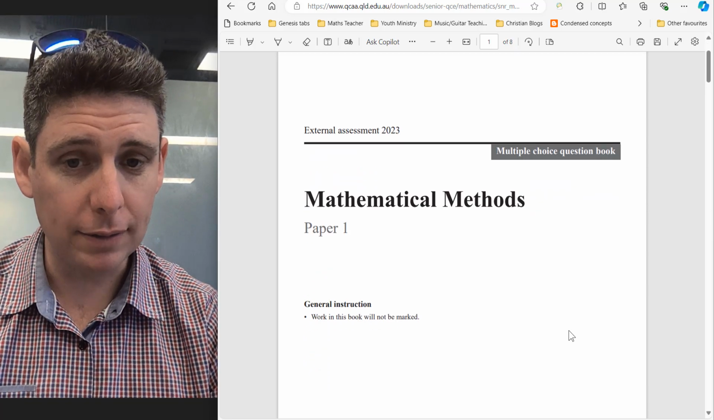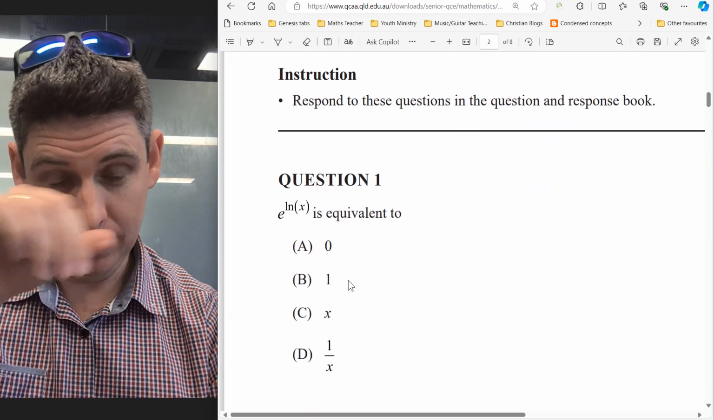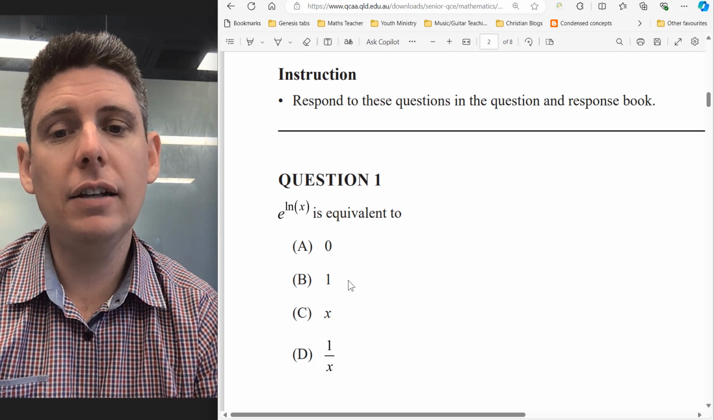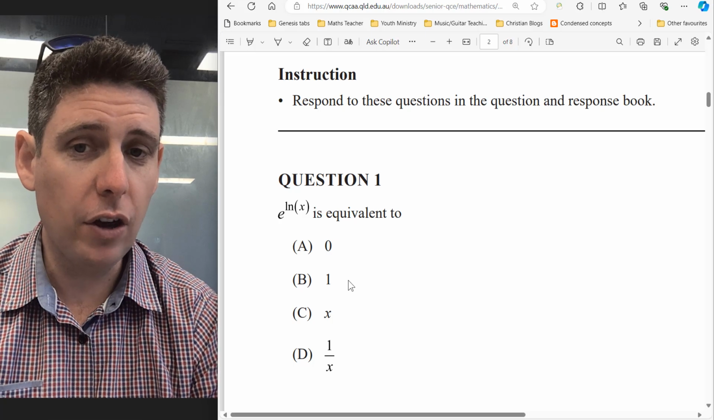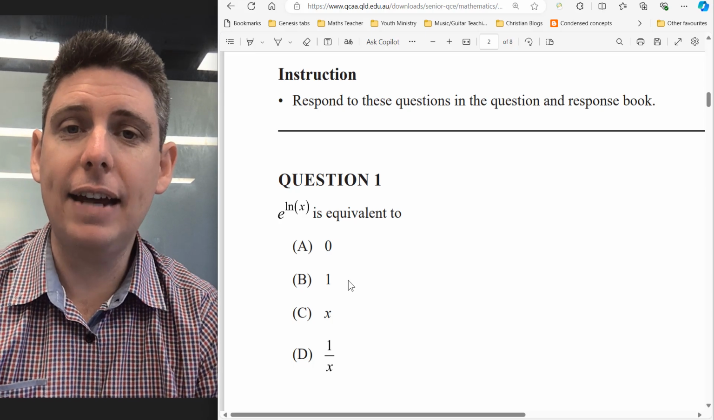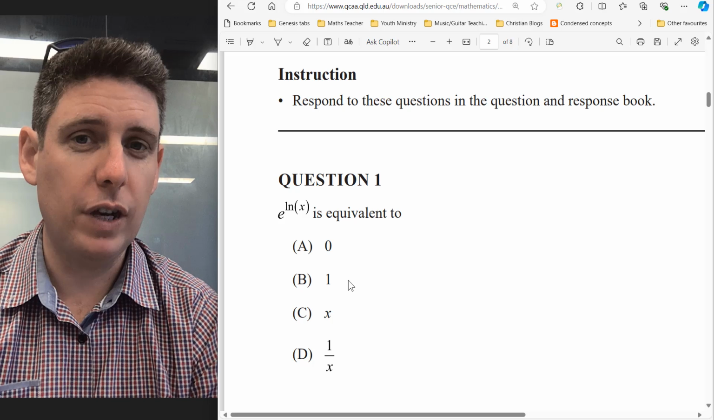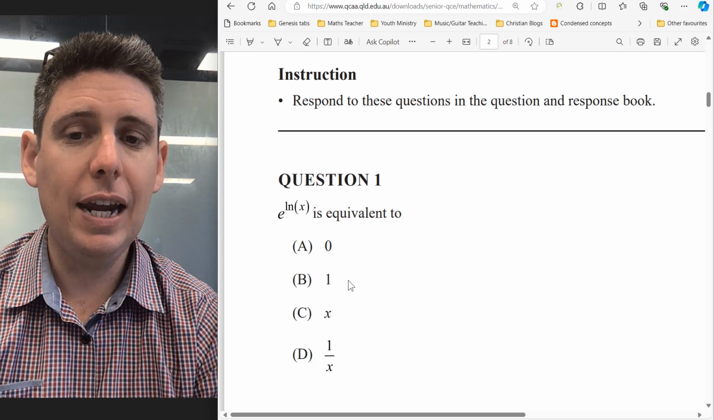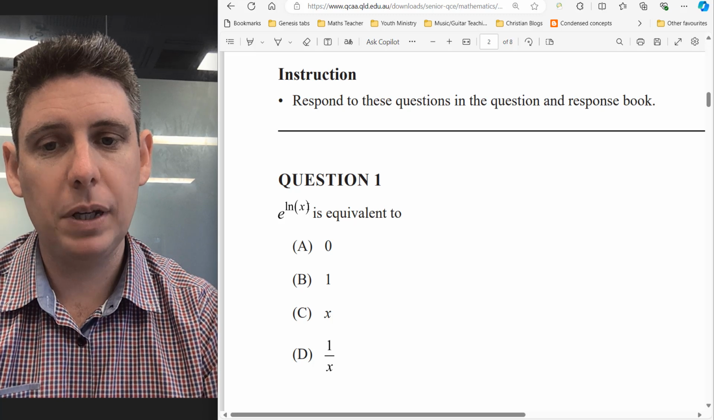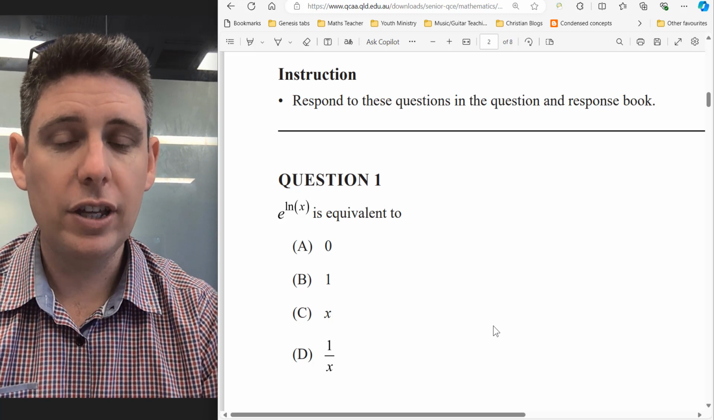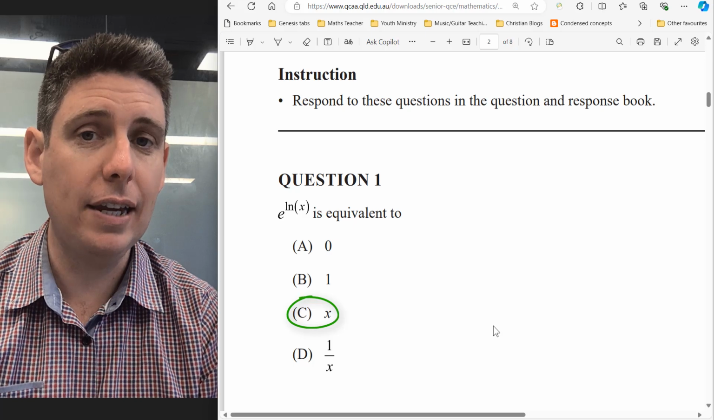Okay, paper 1. Question 1. E to the ln x is equivalent to... So if you didn't know this already, e and ln are inverse functions of each other. So e and ln will cancel each other out and you'll just be left with x. So the answer to question 1 is C.